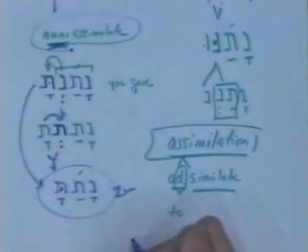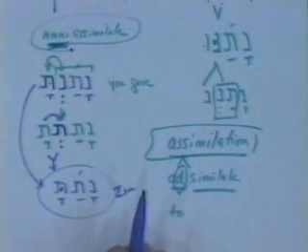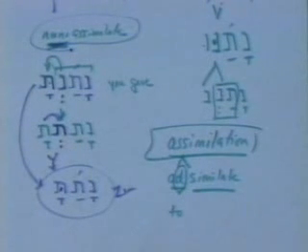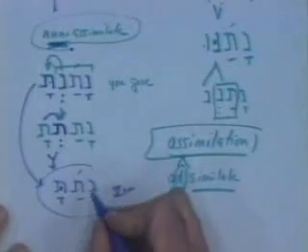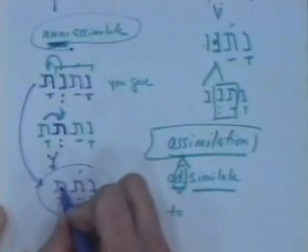But how many root letters do I have? By the book, you should have how many root letters? Three. How many do you see? Two. Now I'll ask the next question. But how many letters are there? There are four letters here. There's a nun, there's a tau, there's a tau with a dagesh, and there's another tau, right?